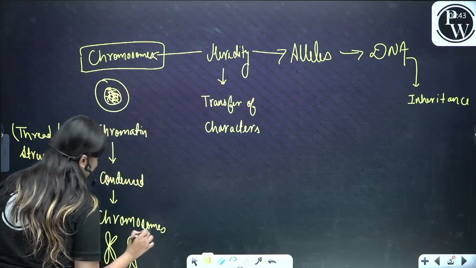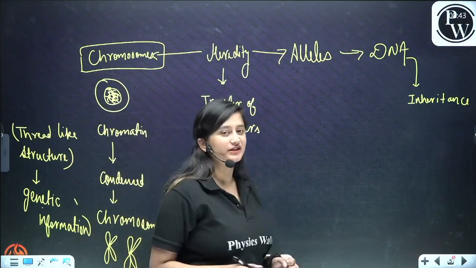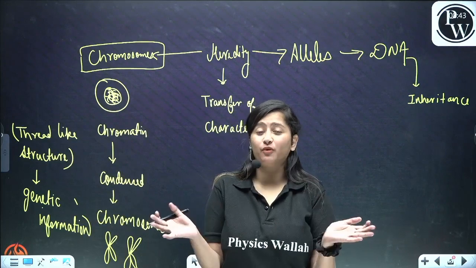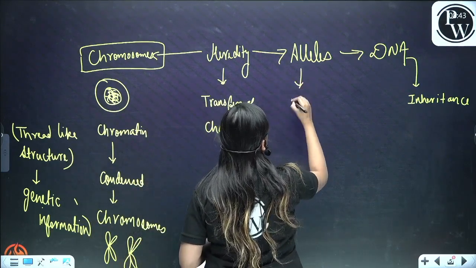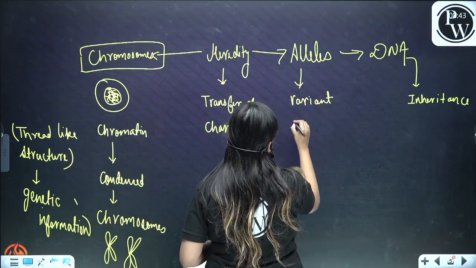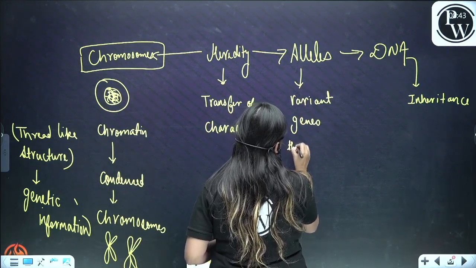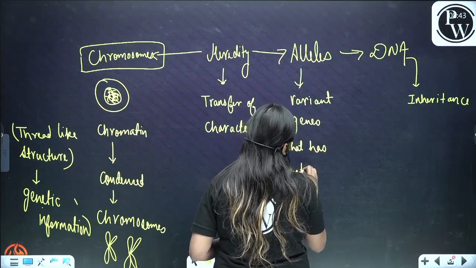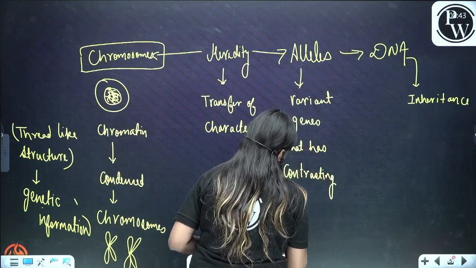Right? Yes, ma'am. Let's move forward about the heredity. We already discussed about it. What are alleles? Alleles you can imagine as a couple. You know that opposites attract. So these are the variant genes that have contrasting characters.